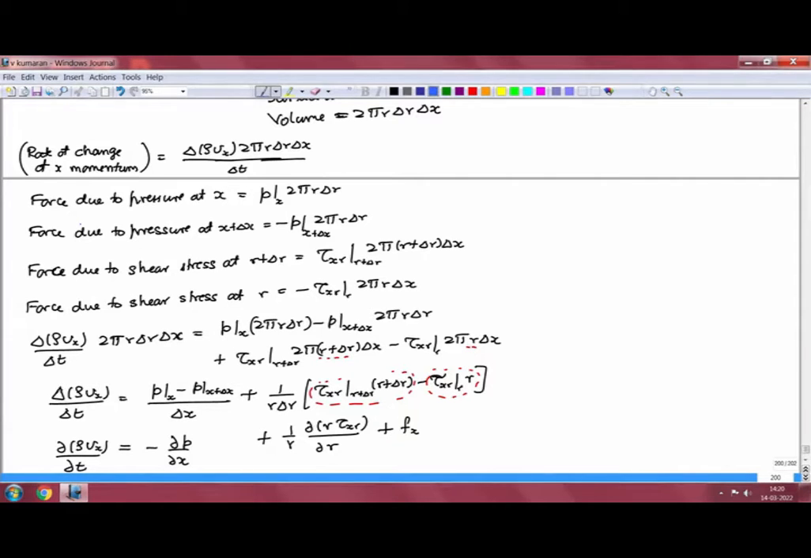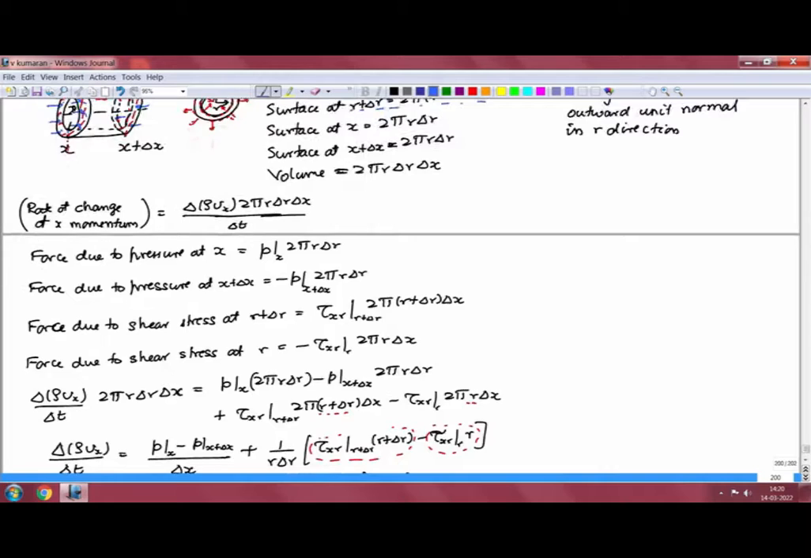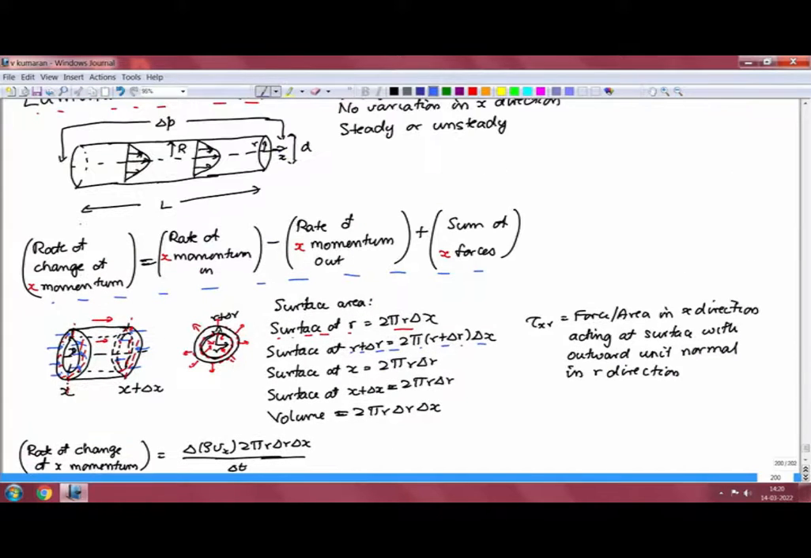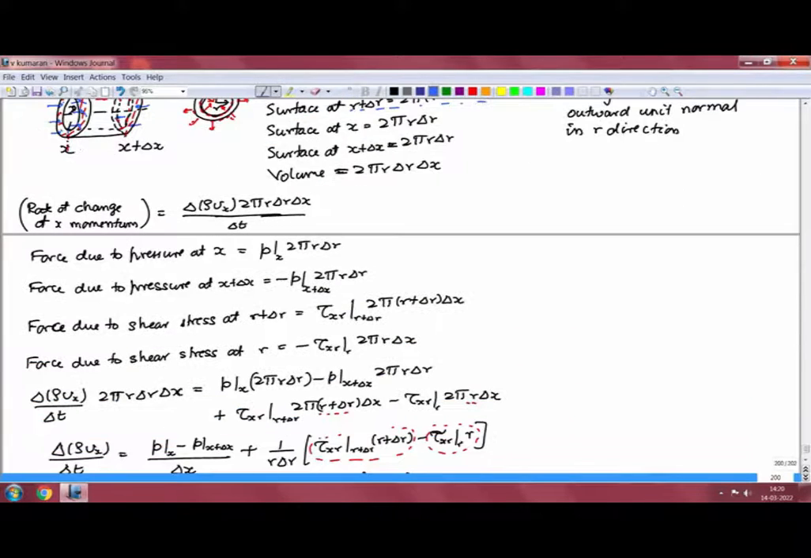Now, the rate of change of momentum was, of course, the change in momentum density times the volume divided by the time interval. That was equal to the momentum in minus the momentum out plus the forces. I had said that if the flow is fully developed, then the velocity is independent of x position. Therefore, the x momentum entering at the location x and the x momentum leaving at the location x plus delta x have to be the same. Therefore, for a fully developed flow, there is no net momentum that is entering or leaving this differential volume.